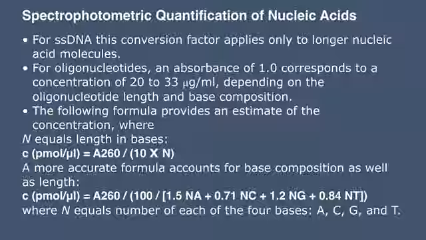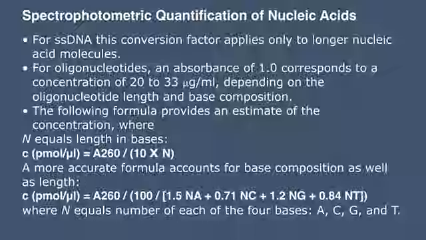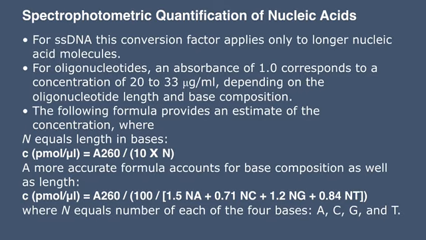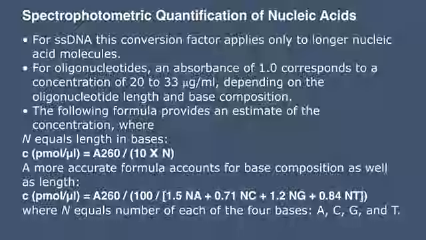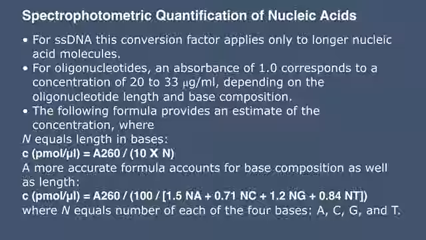A more accurate formula accounts for base composition as well as length. C picomole per microliter equals A260 divided by 1.5 Na plus 0.71 Nc plus 1.2 Ng plus 0.84 Nt, where N equals the number of each of the 4 bases A, C, G, and T.